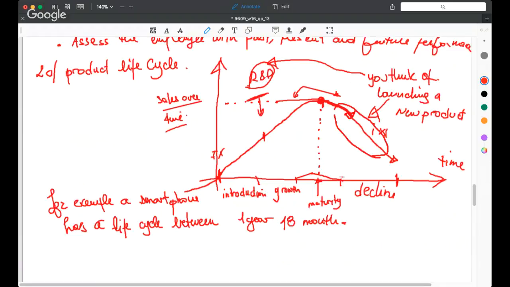This declining phase, okay, means that you think of launching a new product, okay? You launch a new product to replace the old one, to not lose market share to your competitors, okay? And this thanks to research and development.